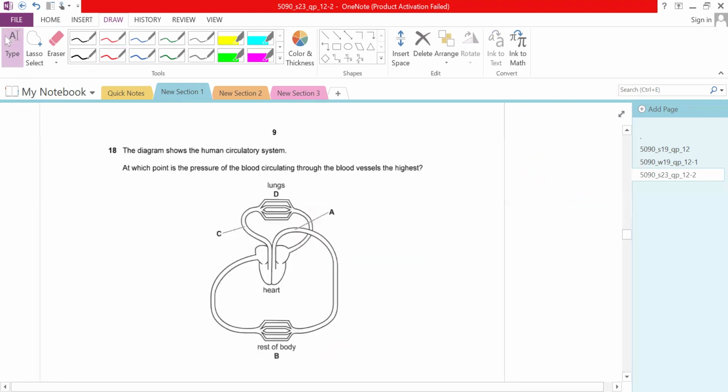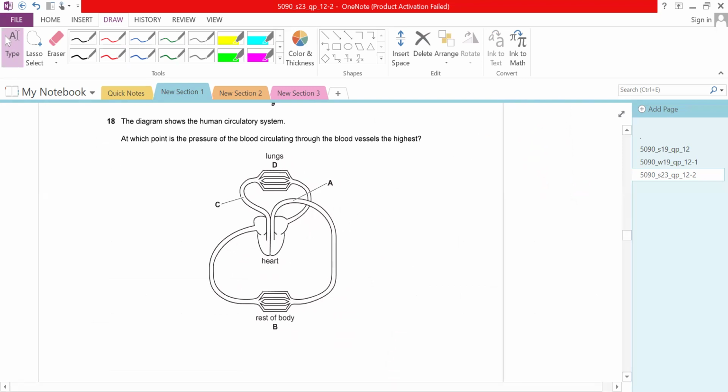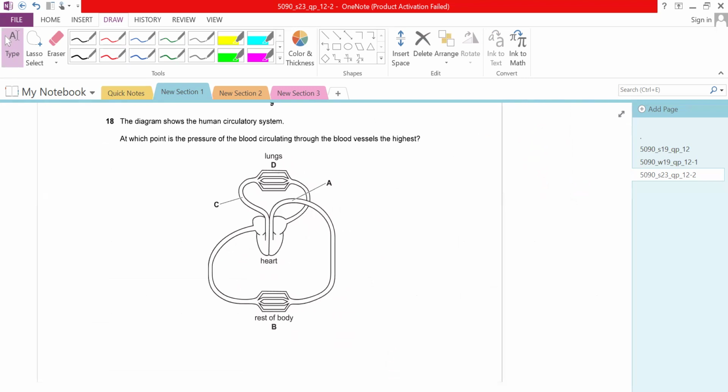Question 18. The diagram shows the human circulatory system. At which point is the pressure of the blood circulating through the blood vessels the highest? You have to identify at which point the pressure is the highest. So at A the pressure is the highest. This is the right atrium. Oh, this is the left atrium. Left ventricle. From the left ventricle, the blood is pumped to the rest of the body. So that's why the pressure at the aorta, the vessel named A, is the highest.